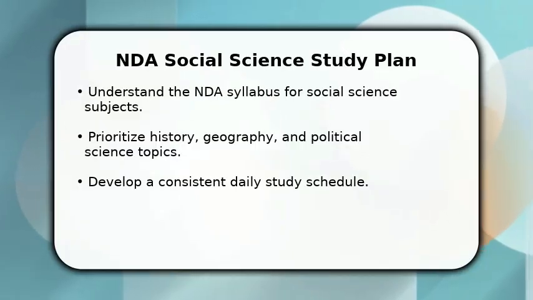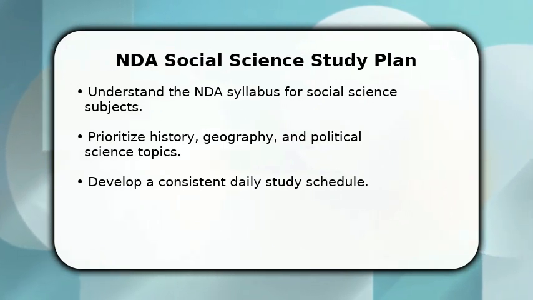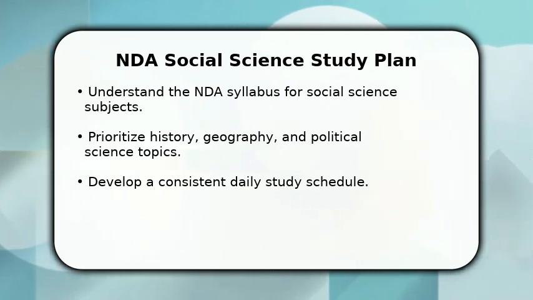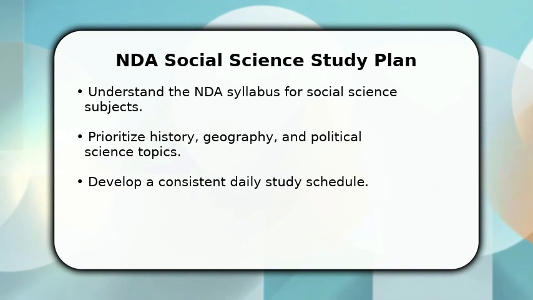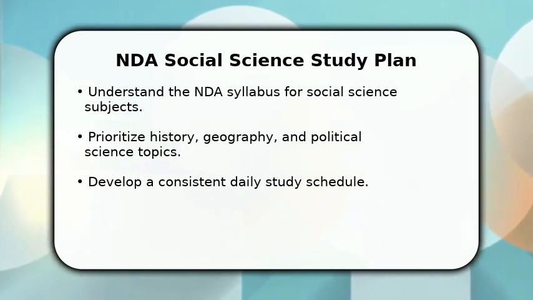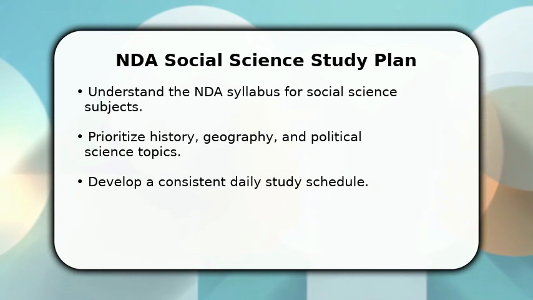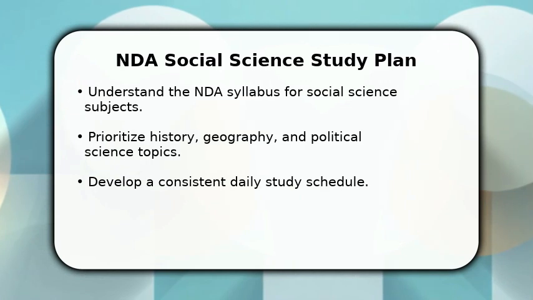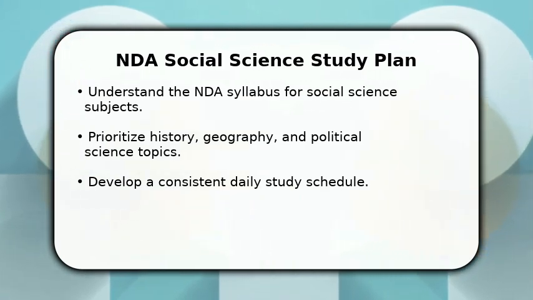In this video, I will explain how to study social science for NDA. First, thoroughly review the official syllabus to identify all required topics. Next, prioritize subjects like history, geography, and political science, as they often carry significant weight. Then, establish a consistent daily study schedule, allocating specific time slots for each subject. This structured approach ensures comprehensive coverage and better retention of key information, setting a strong foundation for your preparation.